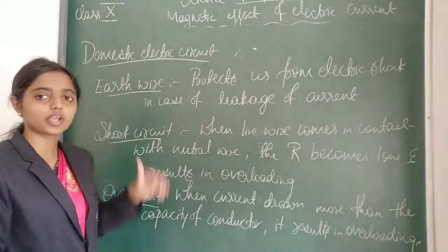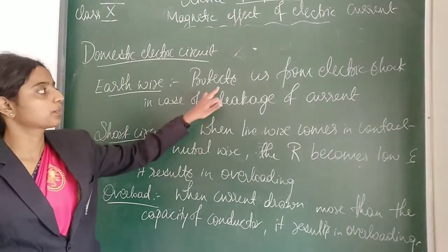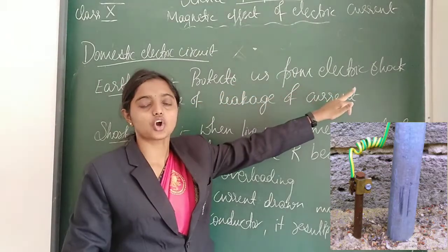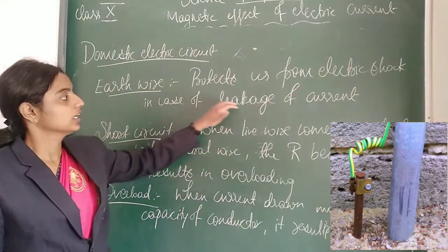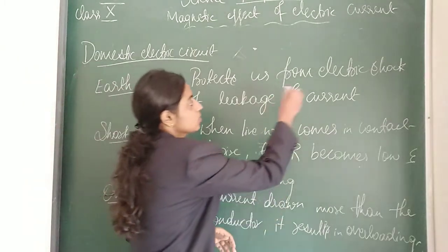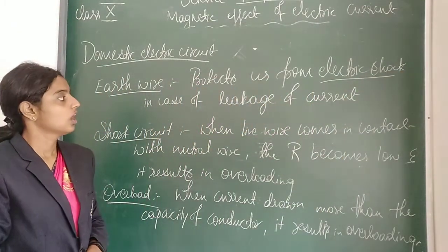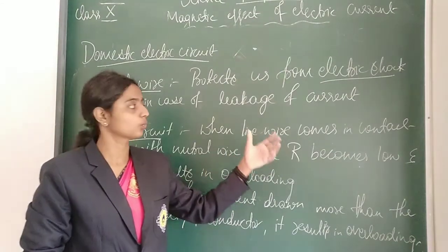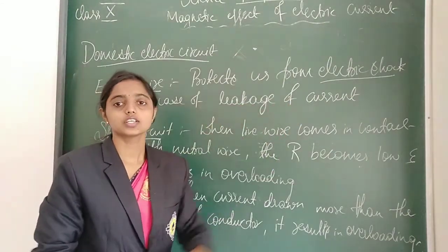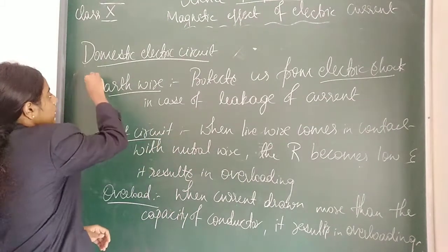Why the earth wire is important: it protects us from electric shock whenever leakage of current is happening. It will avoid the passing of electric shock when there is a leakage in the circuit. That's why the earth wire is important.